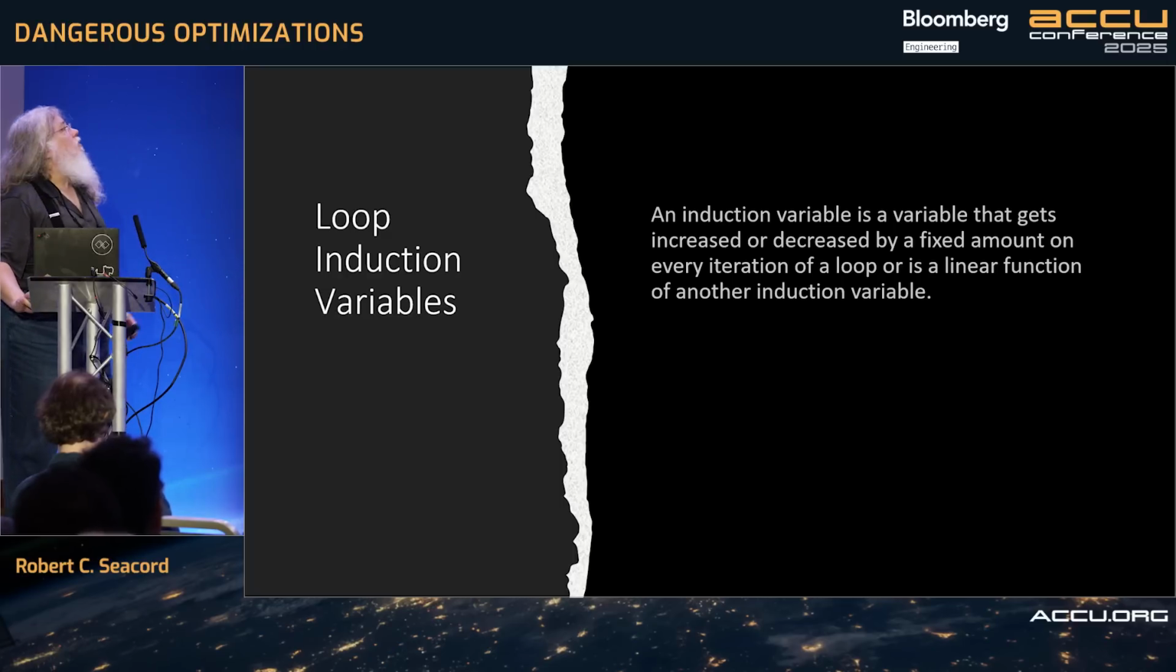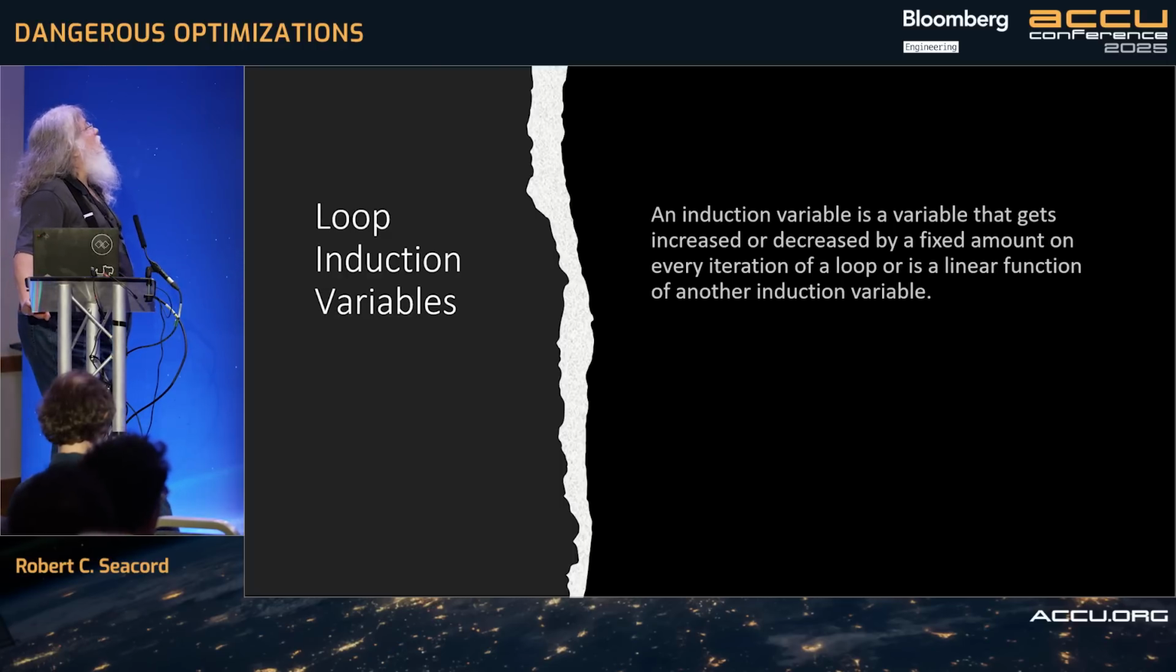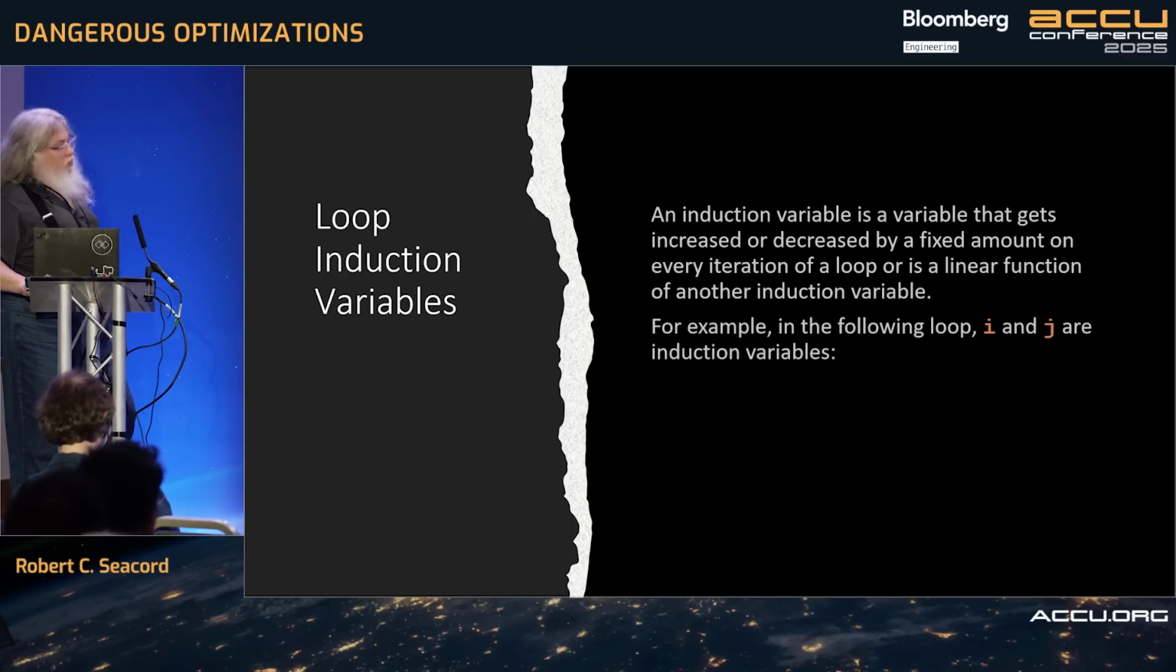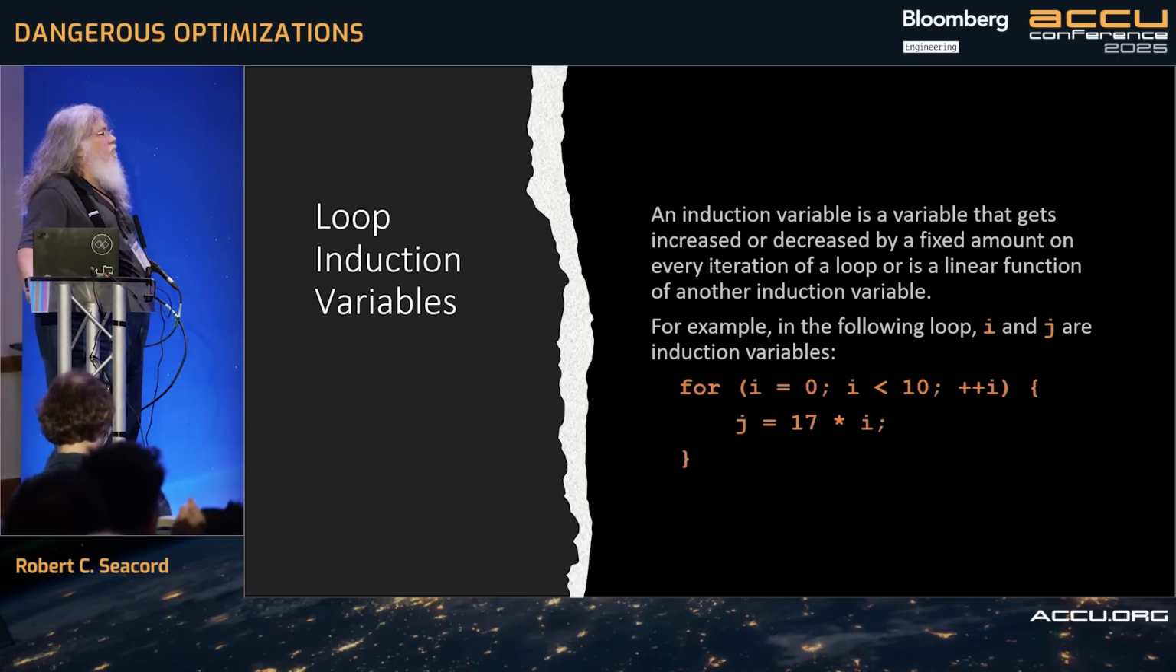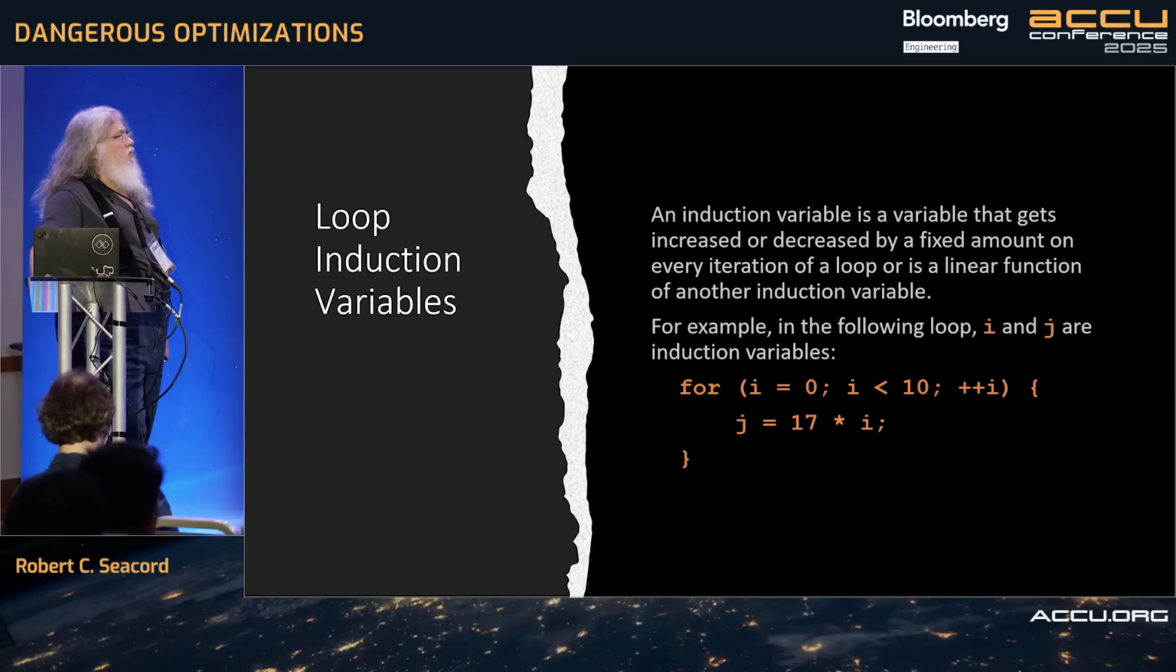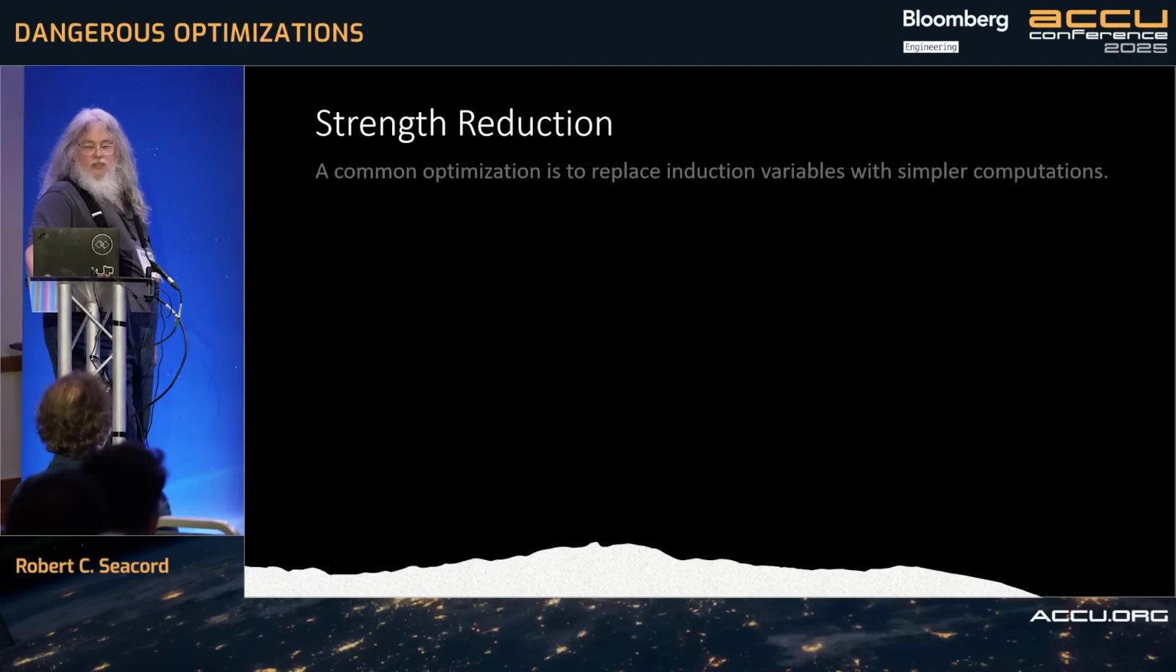Okay, so another type of optimization is called loop induction variables. An induction variable is a variable that is increased or decreased by a fixed amount on each iteration of a loop, or is a linear function of another induction variable. So for example, in this loop here, I is incremented by a fixed amount on each iteration of the loop. So it's an induction variable. And J is a linear function of I, which makes it an induction variable. So there's two induction variables.